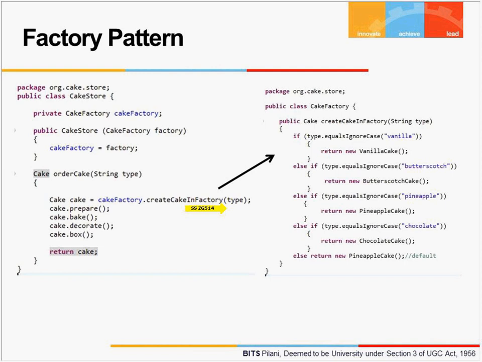The word factory is given to such classes to emphasize that this is the place where the creational logic is stored. You can take it from here. Factory is like an industry standard. So you understand the factory pattern is being used here, and this is kind of a factory of object instantiations. This is the place where the required objects would be instantiated and returned to the system. In this case, it is a CakeFactory.